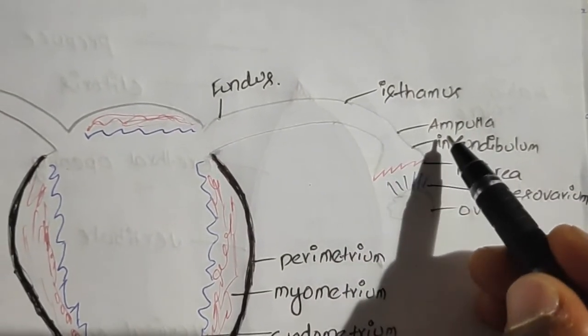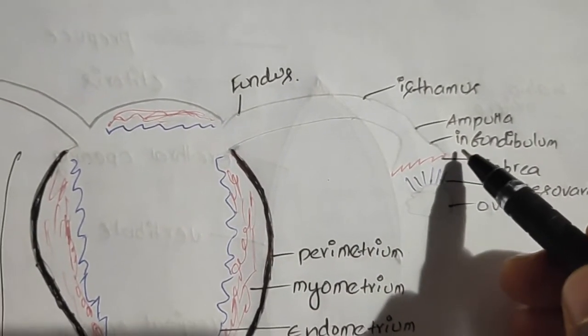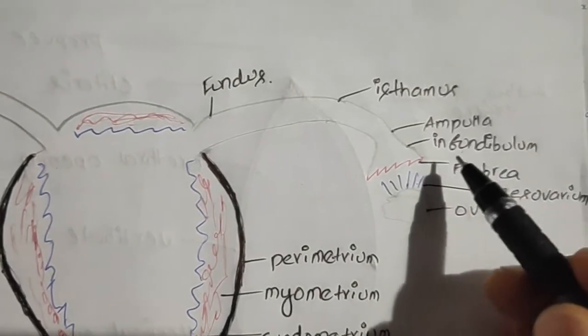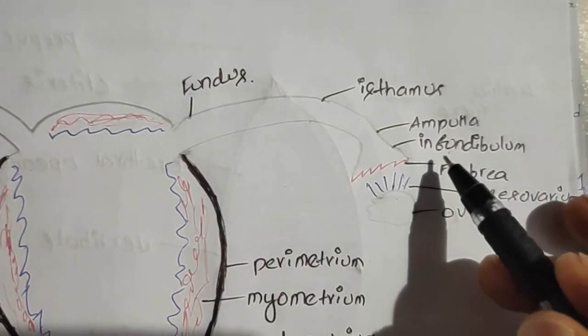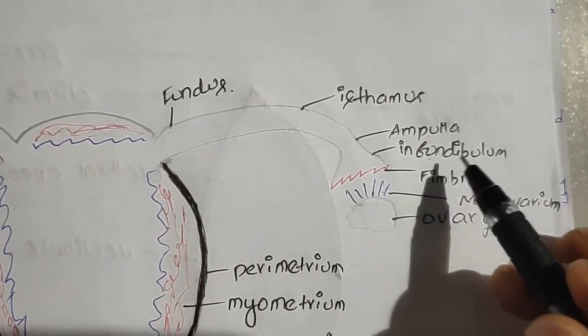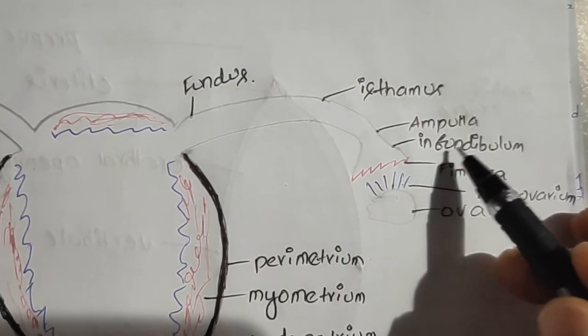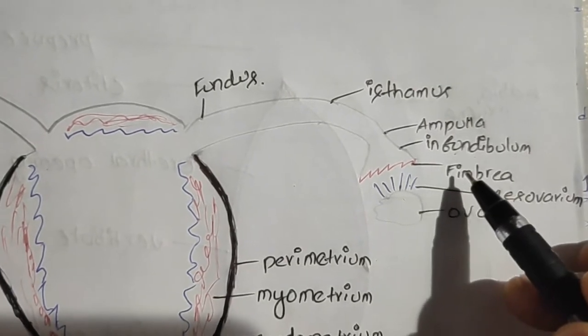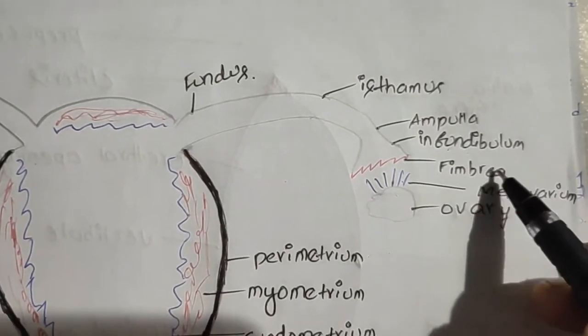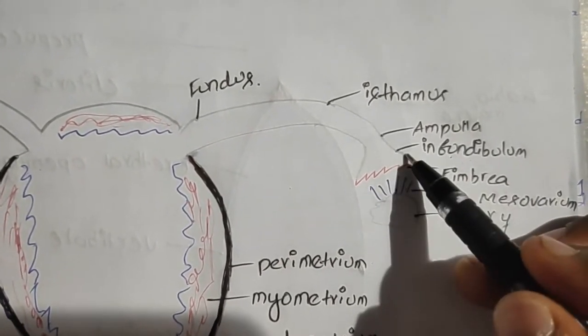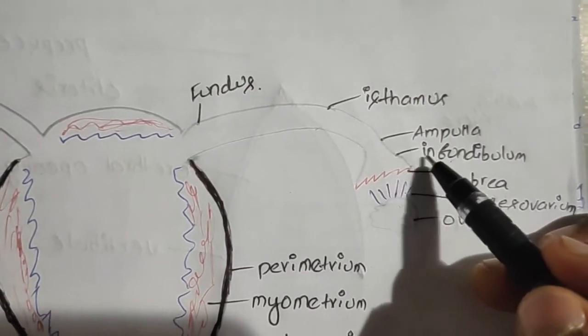The first part is the ampulla, and in this ampulla different parts are present. The broad shaped part is known as the infundibulum, and attached to this infundibulum is a finger-like projection known as the fimbriae. This fimbriae collects the ovum and leads to the infundibulum, and the infundibulum to the ampulla.